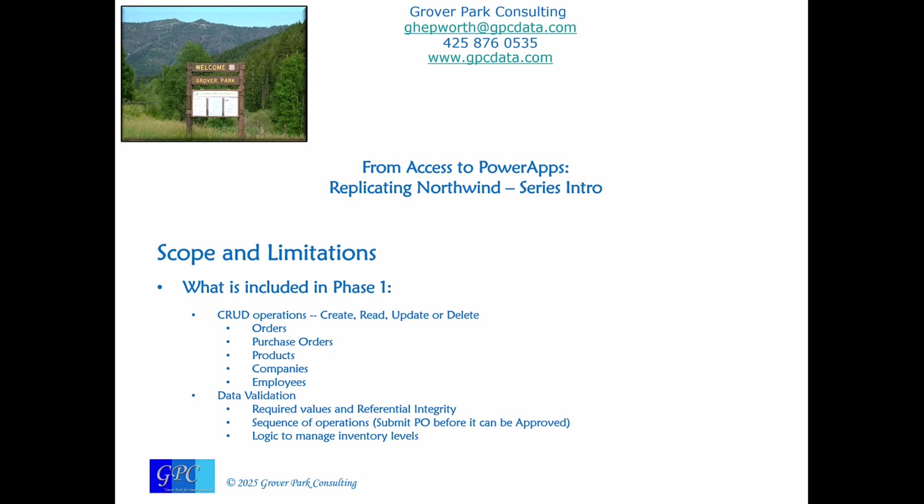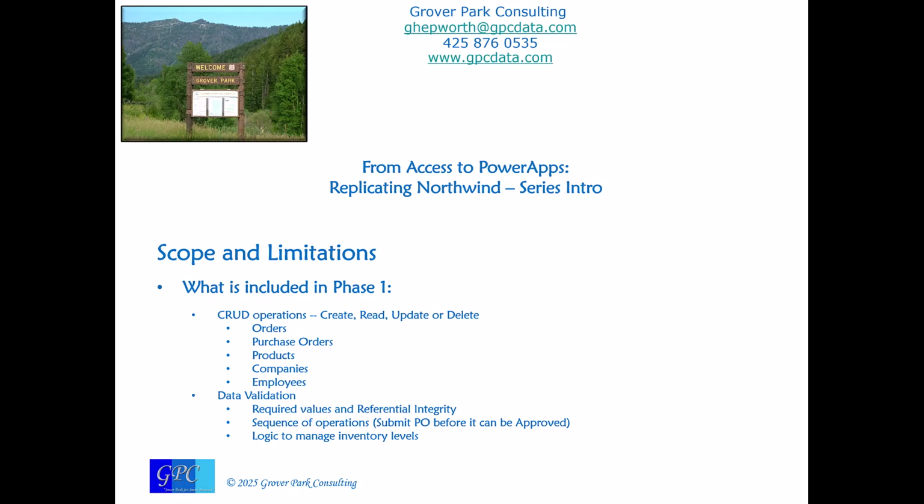I set out to create the CRUD operations, creating, reading, updating, or deleting records, for orders, purchase orders, products, companies, and employees. There are other sorts of operations which could be included in a more complete version, and actually are in the Access version. Those I will defer to a later phase. I also set out in phase 1 to replicate most, if not all, of the data validation. Let me give you an example of that. We can't create an order without a customer. So customer ID is a required field. That's a very simple, basic example.